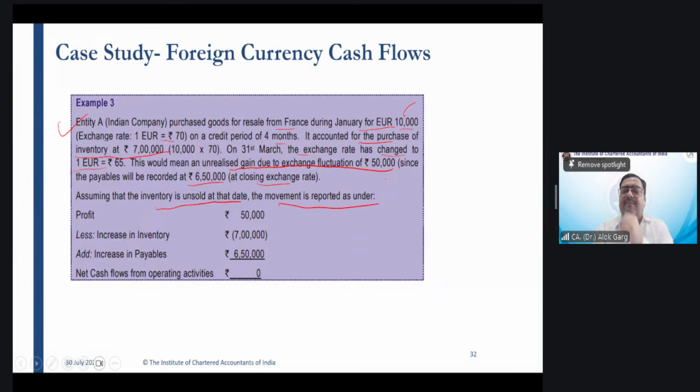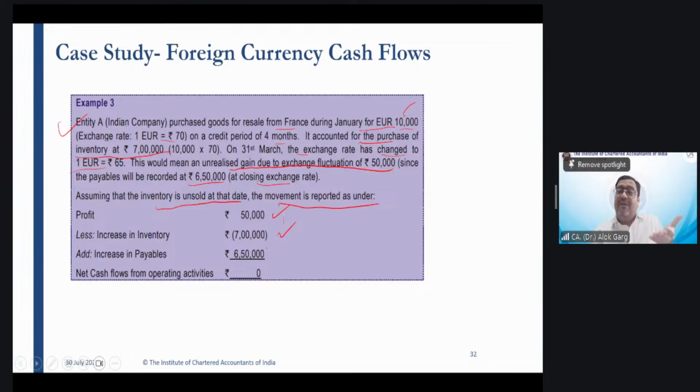So friends, assuming no other transaction is there, what will come into the P&L in your profit? This unrealized gain of 50,000 rupees. Then you have to show the movement, increase or decrease in inventory. Assets have increased. If your assets are increasing, like your debtor increased, it means negative cash flow. So your inventory has increased, negative cash flow. Your liability has also increased because it is on credit basis, the inventory to payable. Your liability has increased from 0 to 6.5 lakh.